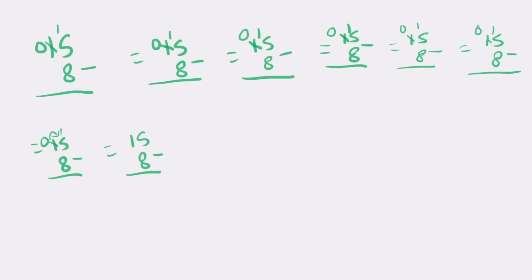Now, we can't take away an 8 from a 5, so we take this out here, we put it over there, make this a 1, make this a 0, and that would be 15 minus 8.